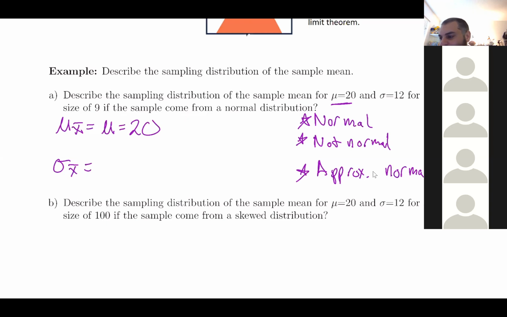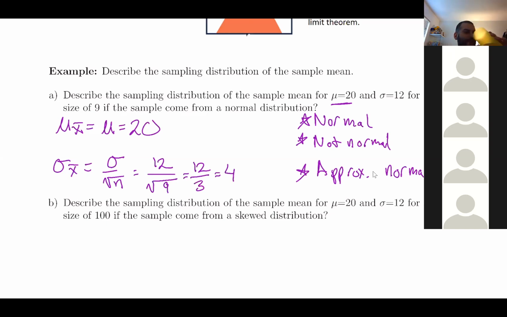So let's do sigma of x bar. Sigma of x bar is equal to sigma divided by square root of n. For this one, sigma is equal to 12. And what is my sample size in this problem? 9. So you put square root of 9. You go 12 divided by square root of 9, which is 3, gives me 4. And that's your answer for sigma of x bar. Everybody good on how we got sigma of x bar?